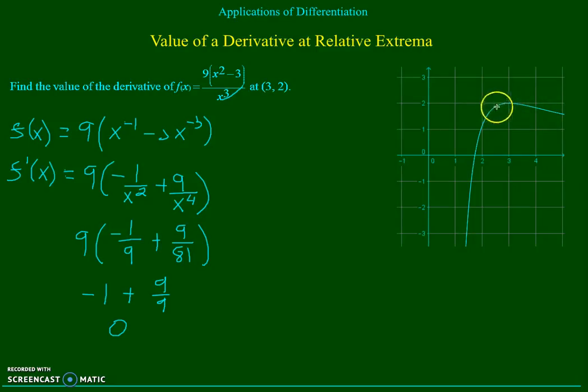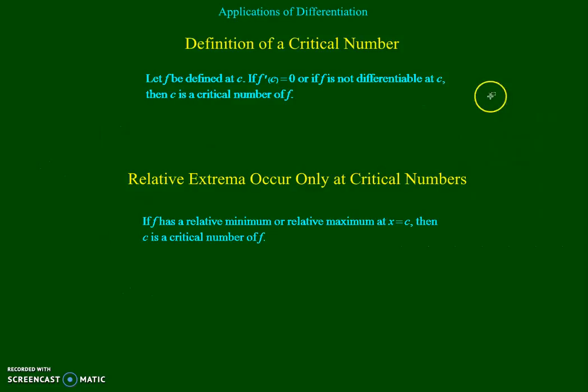So we can start seeing that when the slope of the tangent line of a function is 0, we're going to have an extreme value. In this case, we're going to have a maximum. And let's take a look at this a little bit more formally. What we've just uncovered here is a new term, and it's called a critical number.